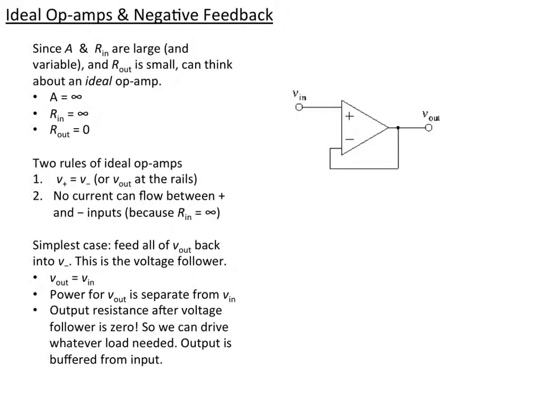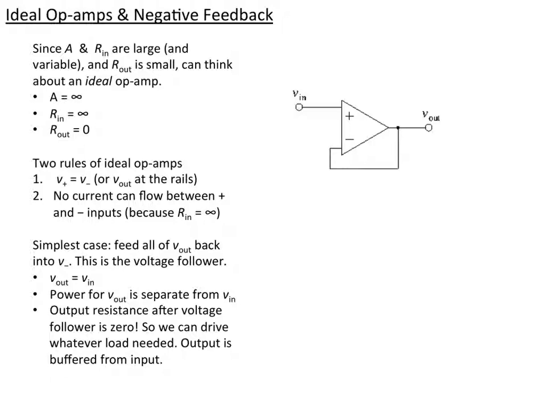So in this case, we know because there's just a direct connection that the output voltage here is the same as the input to the negative terminal. And now we also know that V plus equals V minus, which means V in must also equal V out. Or, to say it the way it really works, V out has to be the same as V in.